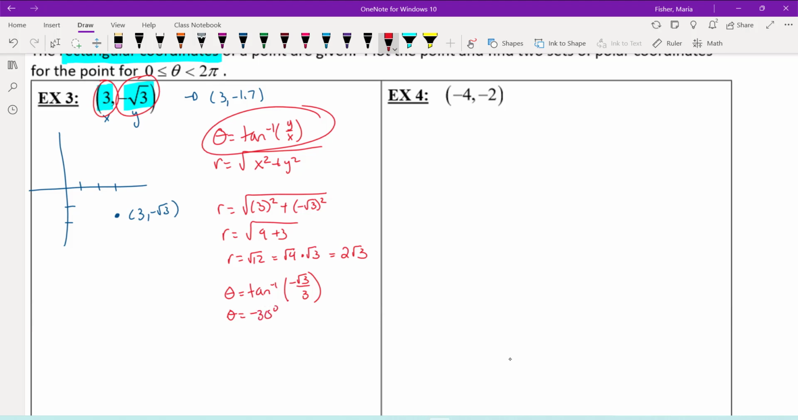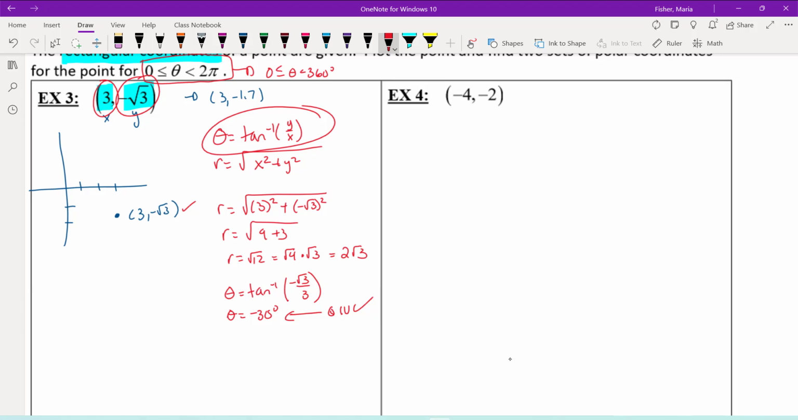Now, the problem is that theta has to be between 0 and 2 pi. For degrees, that's going to be 0 and 360 degrees. So currently, it's not okay. But before we fix that, we have to ensure that the answer we just got lies in the correct quadrant. This is supposed to be in quadrant 4, which is perfect because my point lies in quadrant 4. The problem is it's not between 0 and 360 degrees.